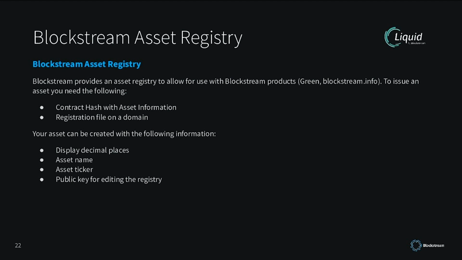So there's really 4 things you need to create this. You need decimal places. You have the ability to create an asset name, which is a longer string. I forget exactly how many characters, but it's a pretty long string. You have the ability to create a ticker, so if your wallet wants to just show something very short. And then a public key that you can use to prove that you were the one to submit this and to edit the registry in the future.